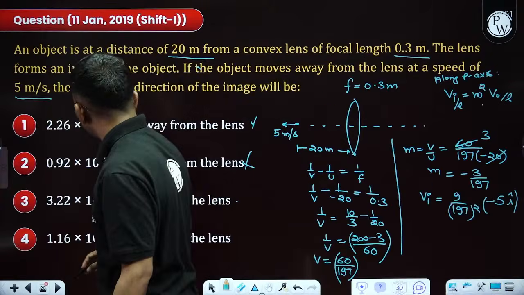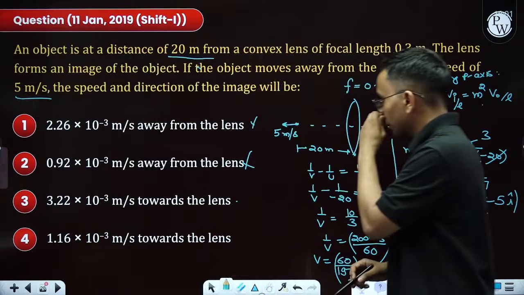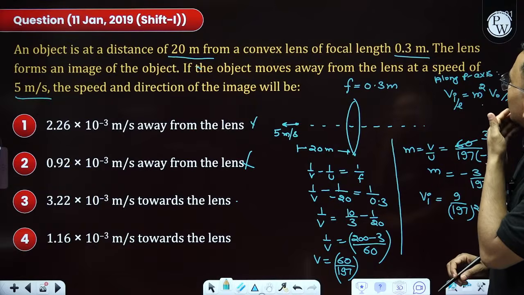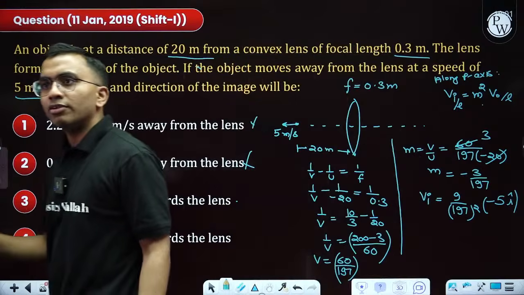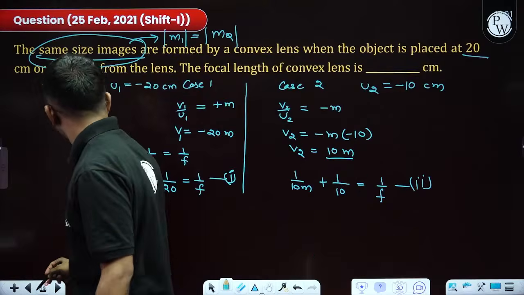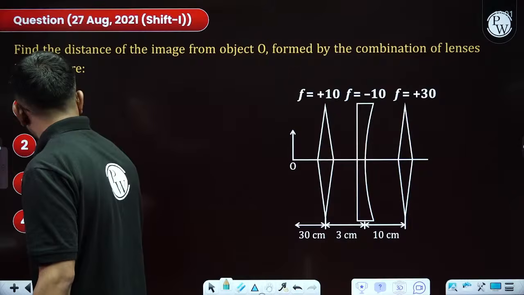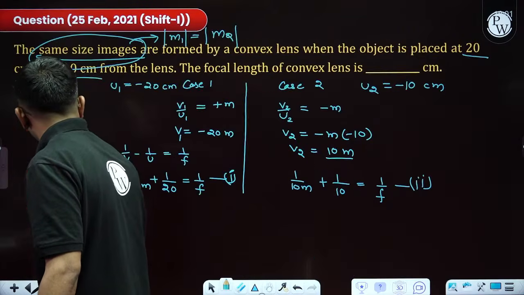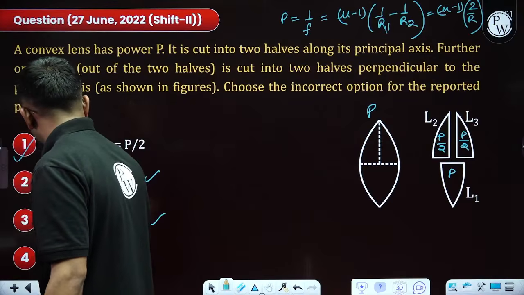Yes, Swapnil mentioned the answer. Object moves away from the lens at a speed of 5 meters per second. Okay. So Swapnil, which answer are you talking about? Previous question? Which answer are you talking about? Question number, this number is not there. I think you would be talking about some previous question. Okay, here it was one.